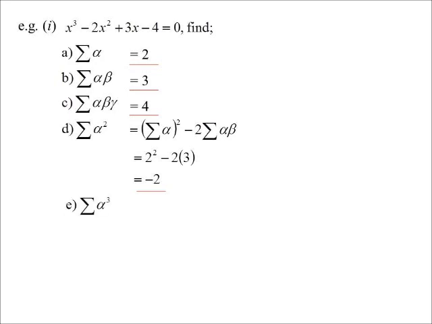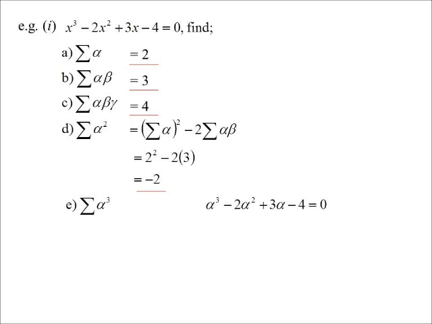Oh, hang on. We didn't see this one in 3-unit. Sum of the roots cubed. Okay, we could create a formula like we did with the sum of the roots squared, but there is another way of doing it. Because alpha, beta and gamma are solutions to this cubic. If we sub in alpha, it would be correct.